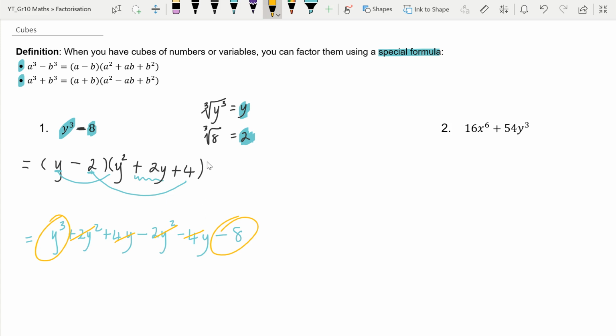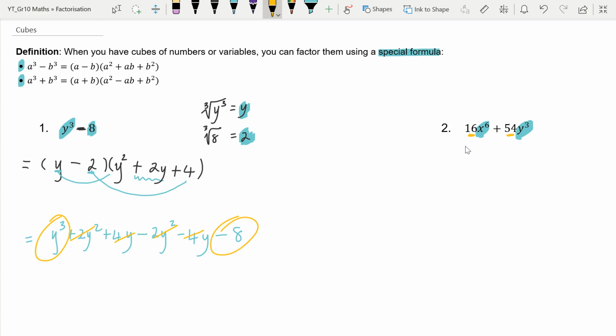Let's look at the second one. We first need to look and see if those are cubes before we can use this method to factorize. I immediately see that will be a cube, and we'll talk about that some more just now, and that is a cube. But if I look at 16, that's not a cube. I can't get the cube root of that. And 54, no. So at this stage, we can't factorize using cubes.